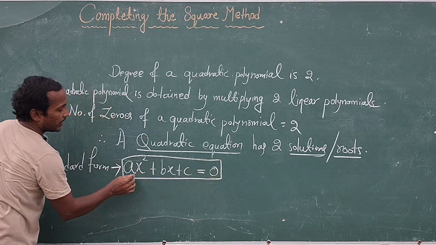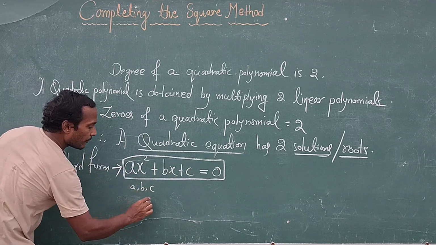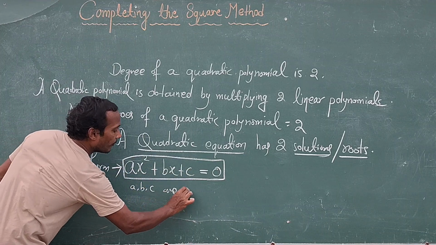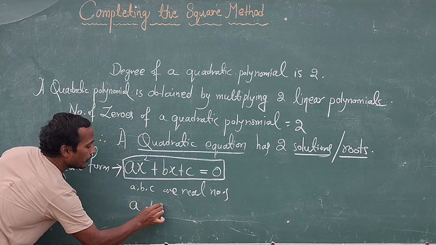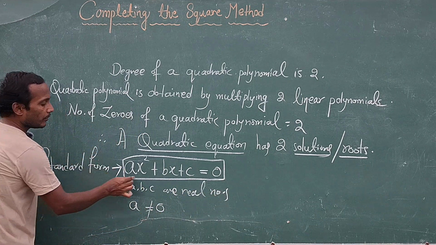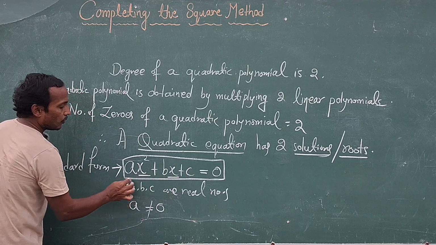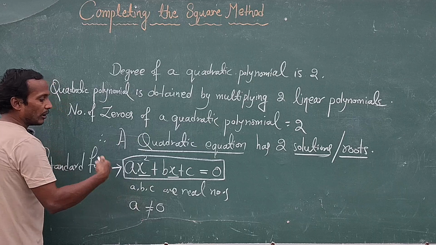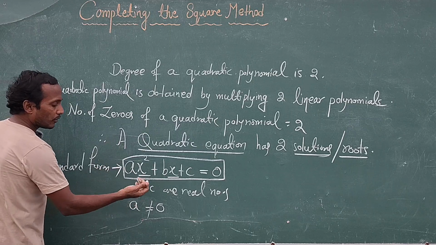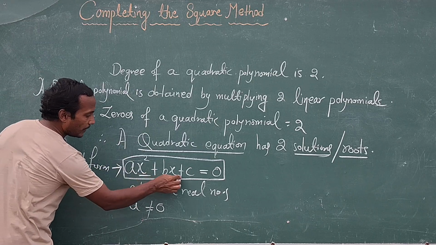So, we know the standard form of the quadratic equation is ax square plus bx plus c equals 0. Here a, b, c are real numbers and a is not equal to 0. And who is the variable? x is the variable. So when we solve this equation, we will get the value of x. Solving the equation, or finding the solution, means finding the value of this variable.